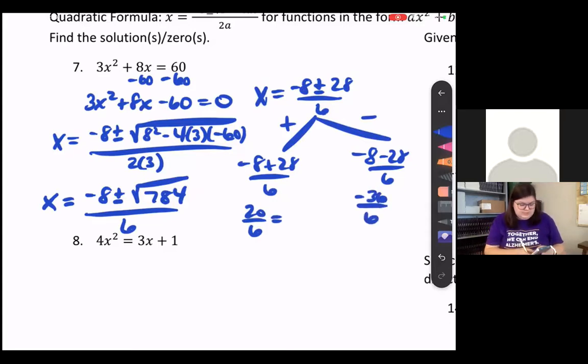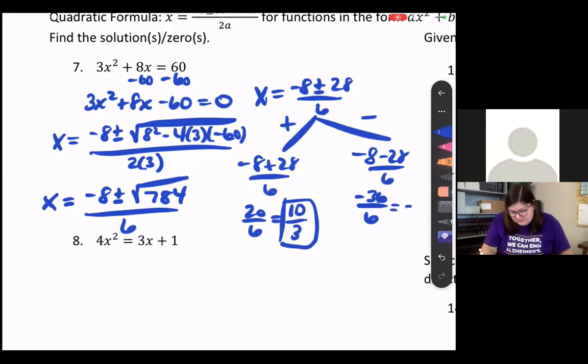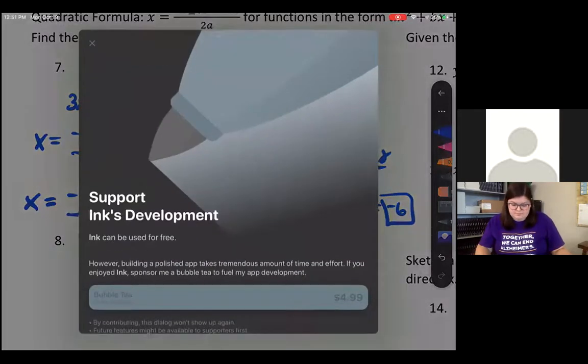So 20 over 6, I just want to simplify that into a fraction. So for this one, I can divide them both by 2. So I get 10 over 3 as one answer. Negative 36 divided by 6 is going to give me negative 6. So there are my 2 answers for those.